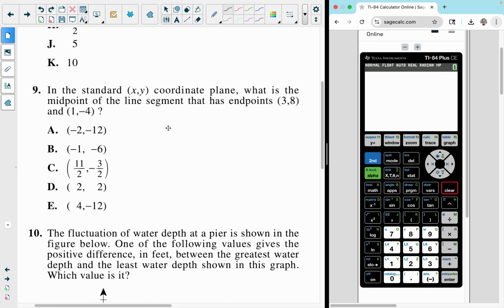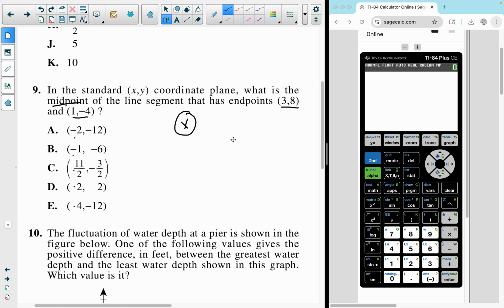Number 9 says, what is the midpoint of the line segment that has endpoints of 3, 8, and 1, -4? Before I actually do midpoint, I look at all my answer choices and I look to see if anything is all the same or if anything is all different. So all my coordinates, I see that all of the x's are all different. So I'm going to focus on the x's only. On the y's, 2 of the y values are the same. So I don't want to find just the y because I could get that value and then I still have 2 answer choices. So I'm only going to focus on the x's of the midpoint.